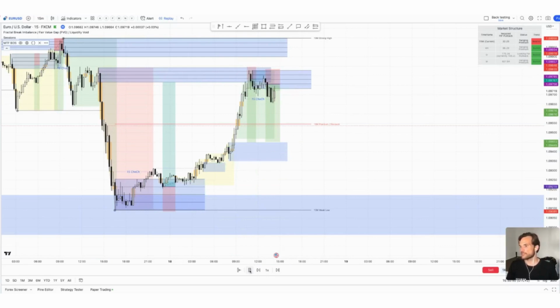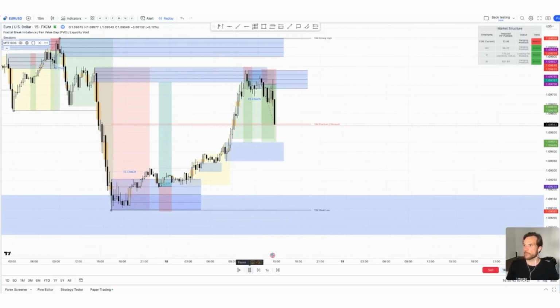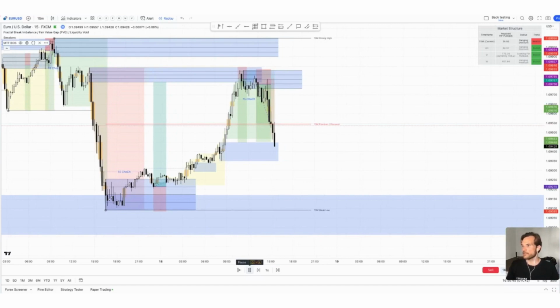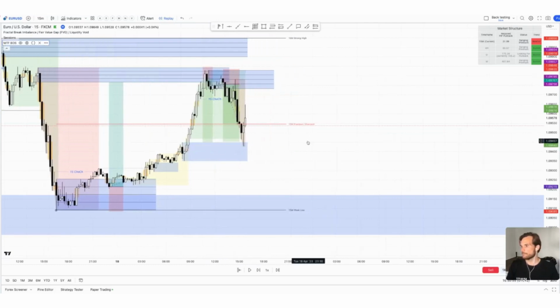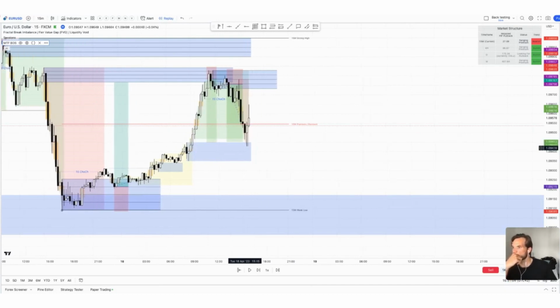So let's see if we get this entry. Looks like we did. Okay. Looks like we got tagged into both, and TP hit. That's really good. We bounced out of the supply as expected. I'm really tempted to take this. We're in a bearish supply.